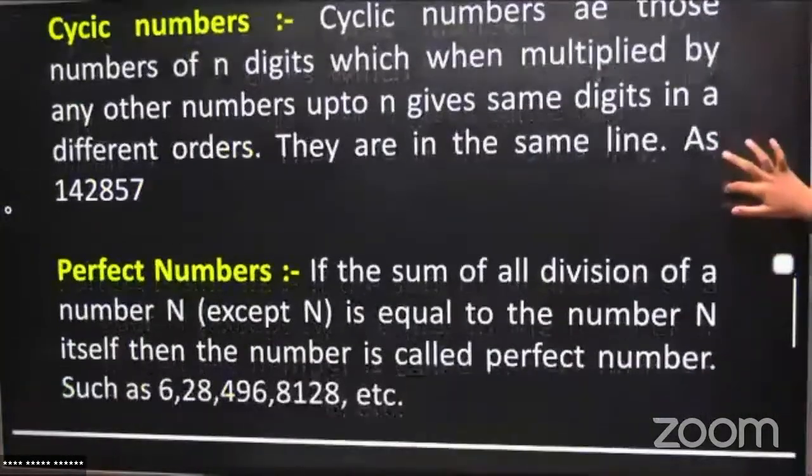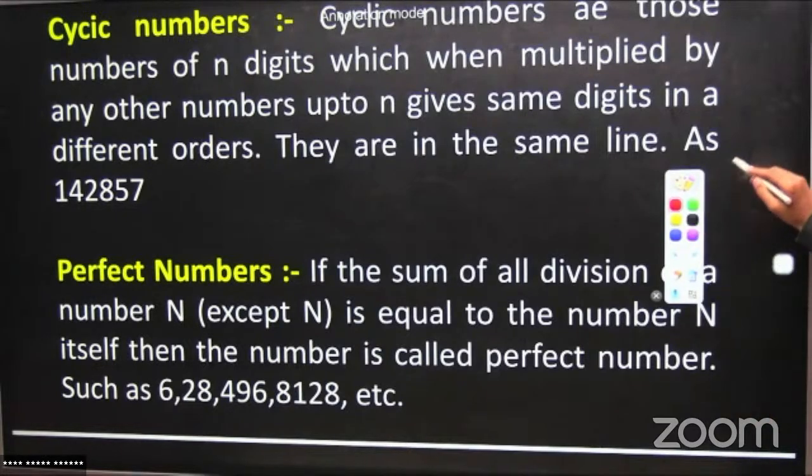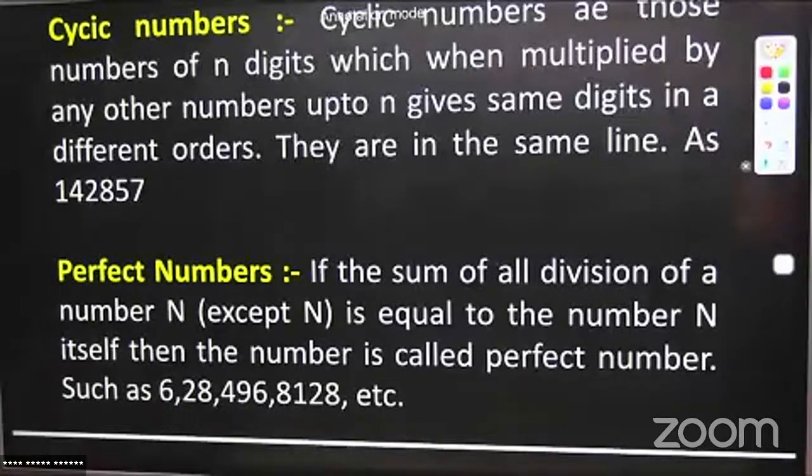Now, next concept, perfect numbers. Mute yourself. Perfect numbers. If the sum of all divisors of a number n is equal to the number n itself, then the number is called a perfect number, such as 6, 28, 496, 8128, etc.